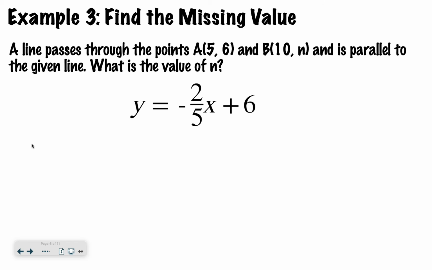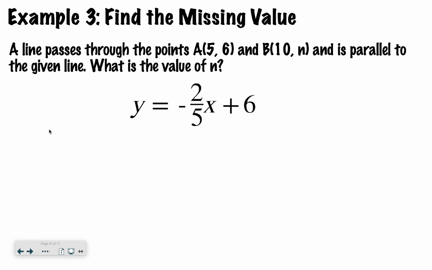Okay, so in this example, we are finding a missing value. This is going to tie into something we did back in chapter 4. So hopefully it won't seem too tough, but I also know that this is something that can be a little tricky, so make sure you take good notes on this example. We have a line that passes through the points A (5, 6) and B (10, n), and is parallel to the given line. What is the value of n?